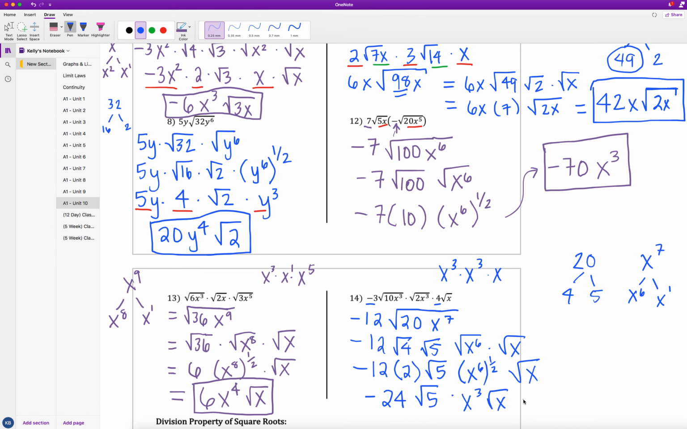Last step I need to do, anything in front of the square roots, I'll multiply together and group. So I have a -24 x to the 3rd, and anything inside the radical, I'll multiply, and we'll end up with a 5x. Again, we know we're simplified all the way because 5 has no perfect squares inside of it, and our power here on our x is less than our index of 2. So we are done with example 14.